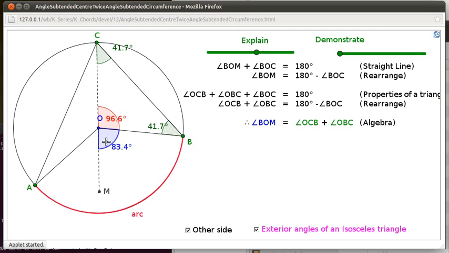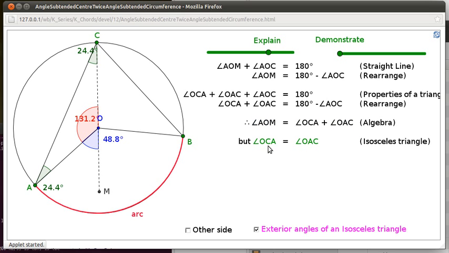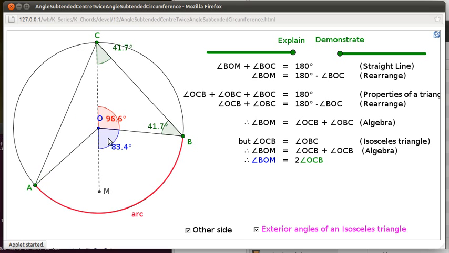BOM, this blue angle, is the same as that angle plus that angle. And then on the other side, AOM is equal to OCA, that angle, plus OAC, which is that angle. Now we're going to say that this angle is the same as that angle. So instead of writing that this angle is the same as that angle plus that angle, we can say that this angle is just double that angle. And that works on the other side as well. This angle is double that angle.